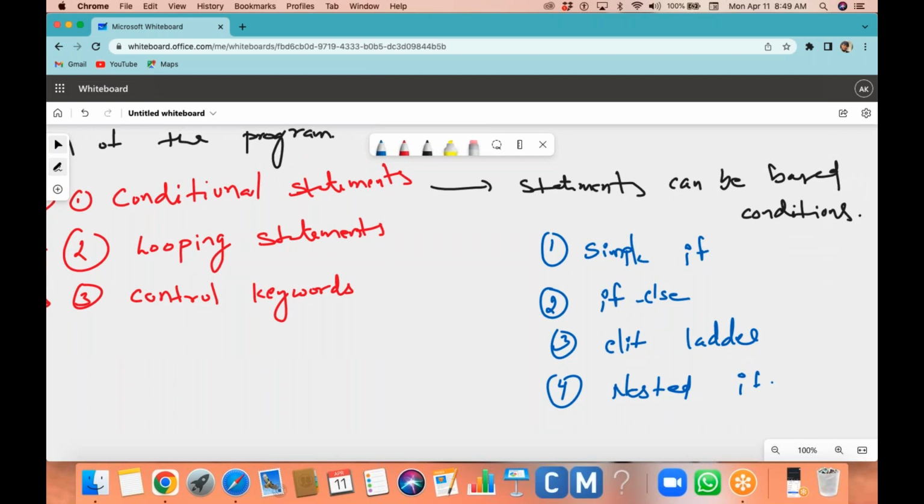Simple if, if and else, elif ladder and nested if. Those are the conditional statements. These four things depend upon the condition only. Based upon the condition only, a group of statements or a single statement can be executed. Otherwise, it stops and is not executed. Based upon the condition, whatever statements are executed, those statements we call conditional statements. Please remember it.